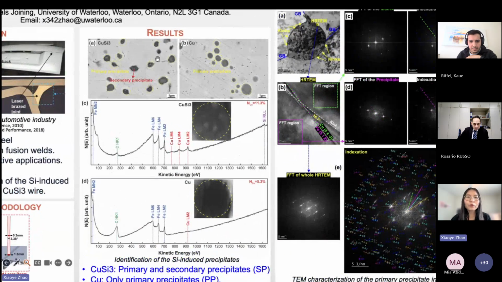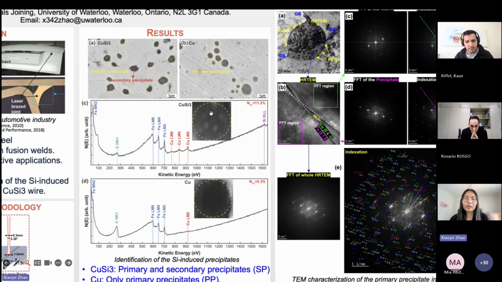Yep. So first, we see these primary precipitates within the brazed metal. The dimension is about 1 micrometer. But very differently, we also see some secondary precipitates in the copper silicon 3 brazed metal, as you may see as the white dots in the black precipitates.